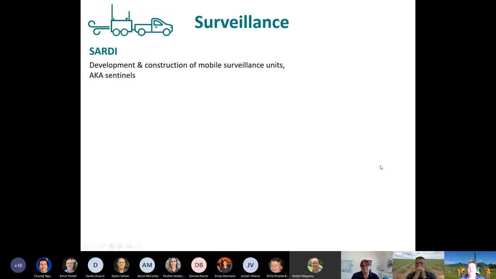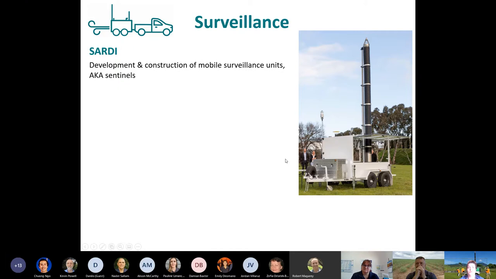So I'll just go through each of the different components, starting with SARDI's surveillance activities. SARDI play quite a major role in the iMapPESTS project because the Sentinel is central to the narrative of iMapPESTS. They are developing and constructing these mobile surveillance units we call Sentinels. And here you can see the prototype unit, Sentinel 1.